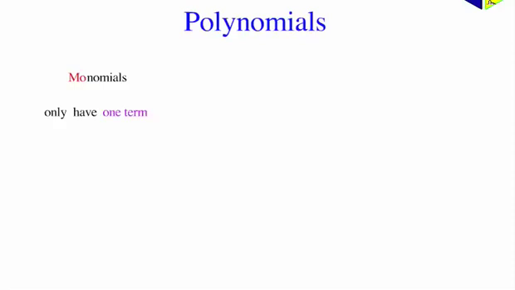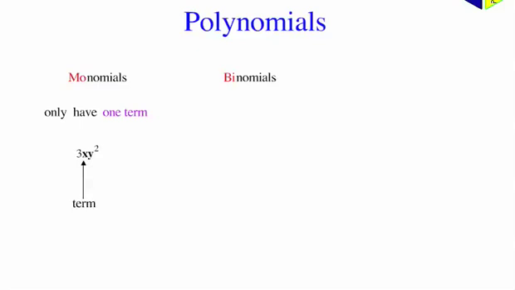Okay, monomials have only one term, so mono is the root, right? Mono means one, like a monocycle or a monorail or mononucleosis. Okay, only has one term. So these are monomials, they only have one term. So this is one term.